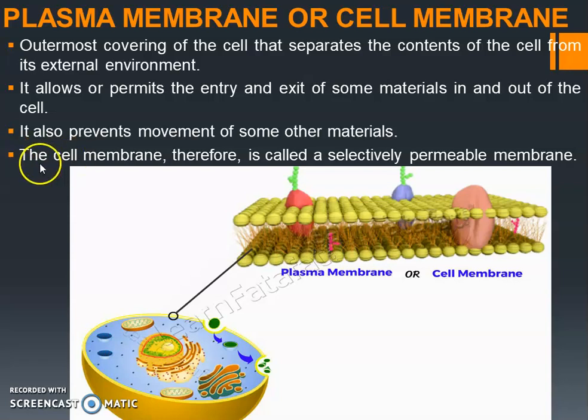Now see the last point, children. The cell membrane therefore is called a selectively permeable membrane. Now what is selectively permeable? It will allow only entry and exit of certain substances or some substances. It does not allow movement of all the materials.